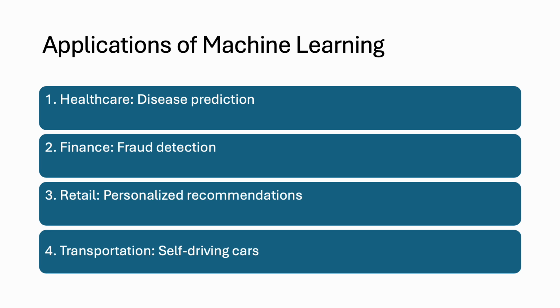Now that we have covered the types of machine learning, let's look at some real-world applications. In healthcare, machine learning is used to predict diseases and assist in diagnosis. In finance, it helps detect fraudulent transactions. In retail, it powers personalized recommendations like those you see on Amazon or Netflix. In transportation, it is the backbone of self-driving cars. These are just a few examples. Machine learning is transforming industries across the board.